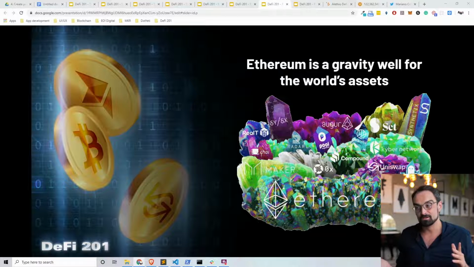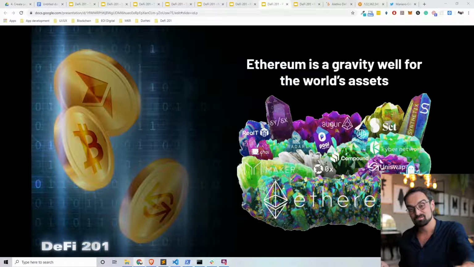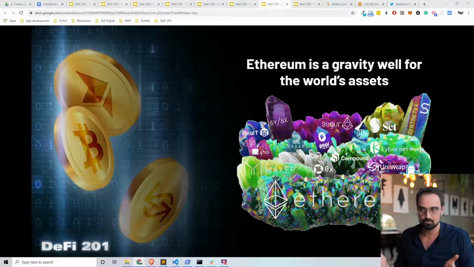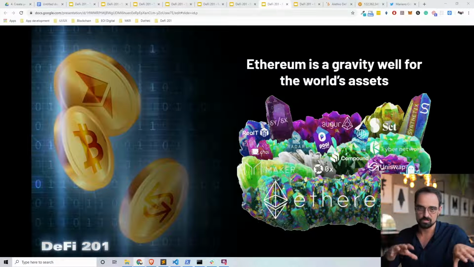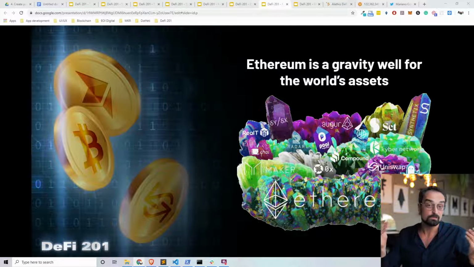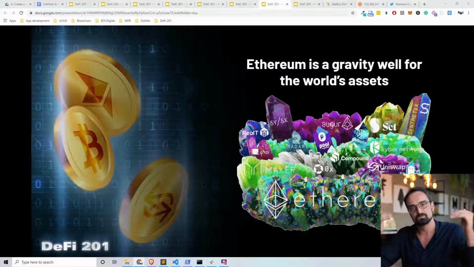Well, Ethereum, I would again recommend you guys to read the Bankless blog. You can find links to that in the description below. And they described it really well, and I really agree with it. They say that Ethereum is a gravity well for the world's financial assets, for the world's assets, and it's true because right now you can see that all these financial transactions, all these money movements, they would naturally flow to the path of least resistance, right?